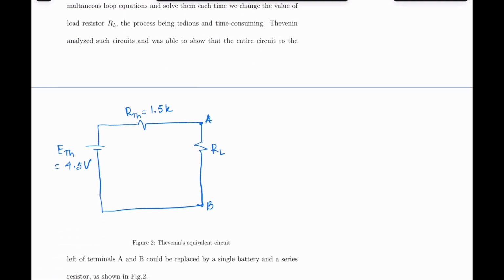So here the Thevenin voltage is 4.5 volt and the Thevenin resistance is 1.5k. So the entire circuit shown in figure 1 can be replaced by the circuit shown in figure 2. As it is clear from the figure, this figure 2 is much simpler than the circuit shown in figure 1.